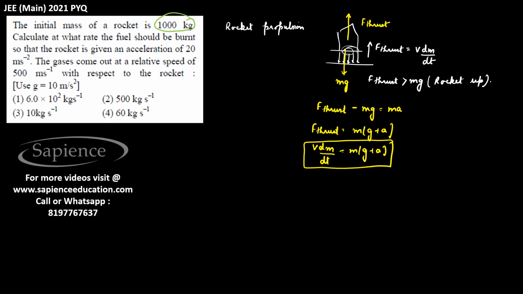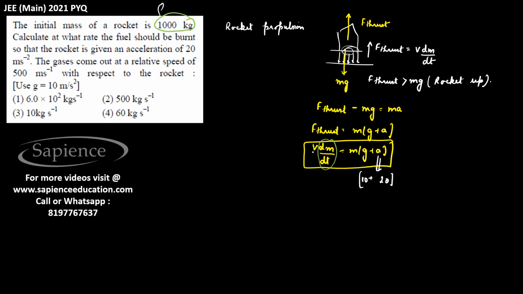Calculate at which rate the fuel is burned. So you have to calculate dm by dt, the rate of burning of fuel. In a rocket, the given acceleration is 20, so the acceleration itself is 20 plus g, which is 10, and the gases come out at a relative speed. The speed is also given here, and they are not saying anything about the time. So everything is given for that instant only, and we have to take the complete mass, although we should know at what instant we are calculating, because the mass of the rocket will decrease at the same rate.